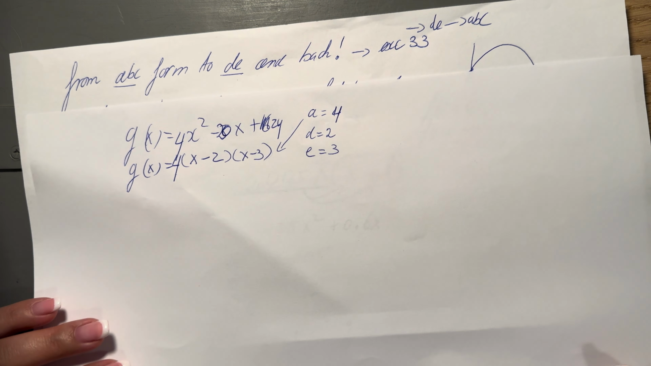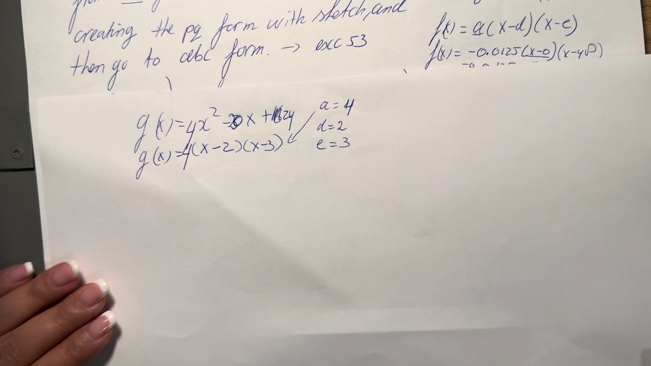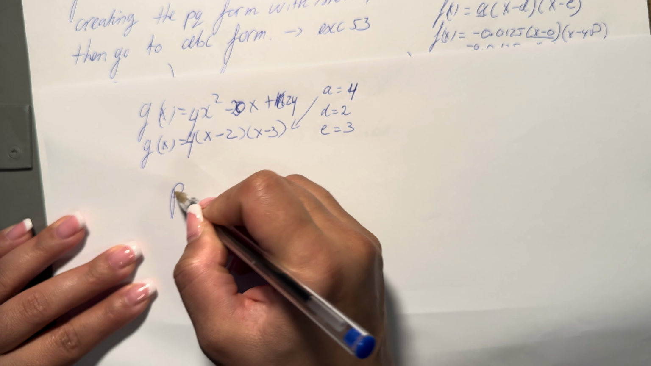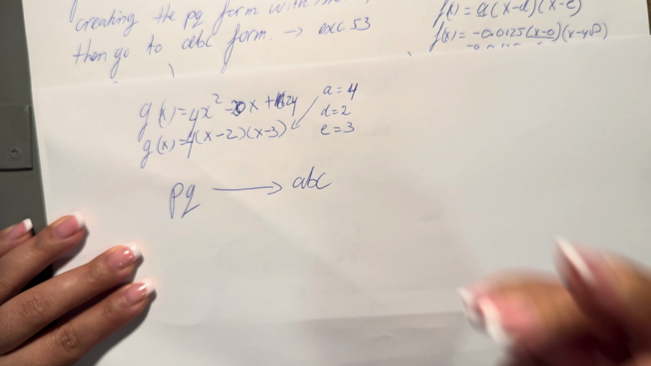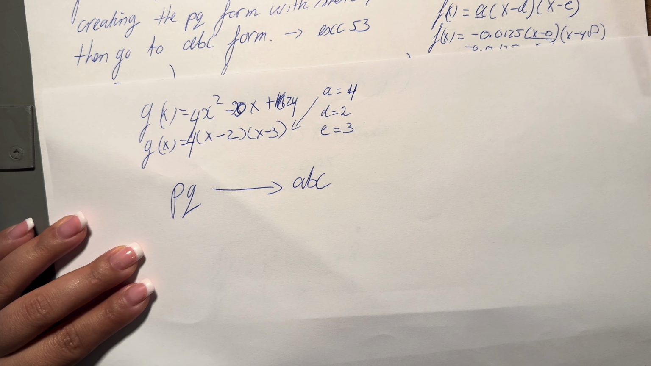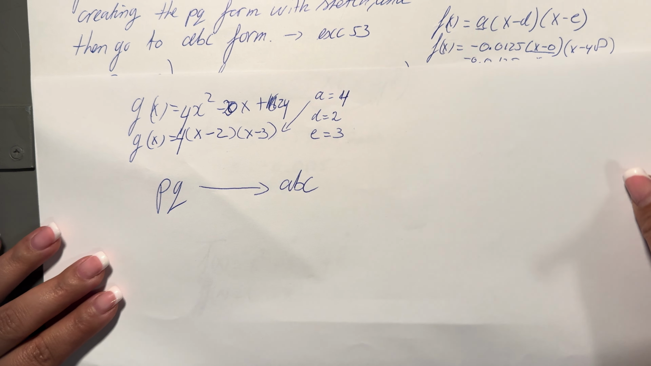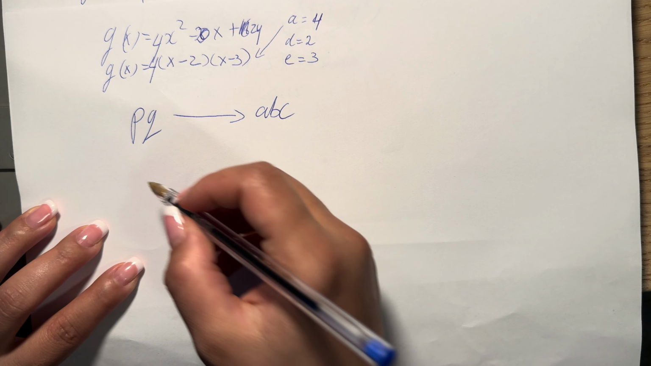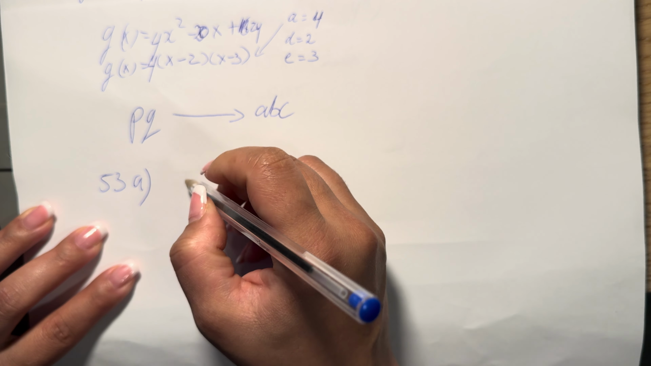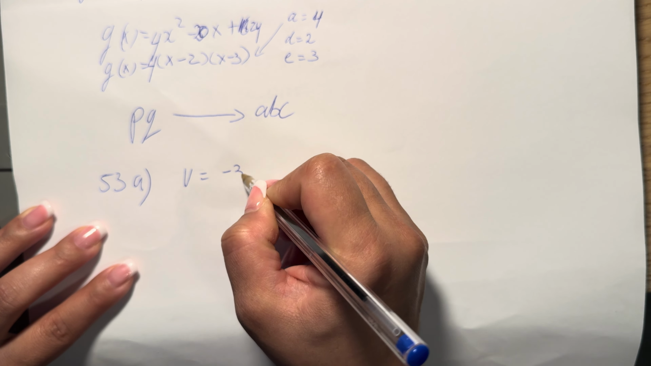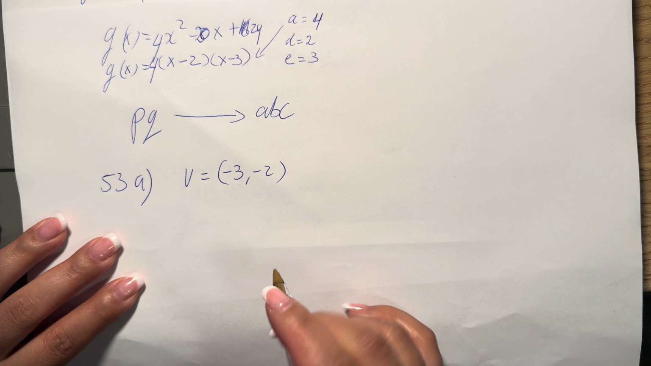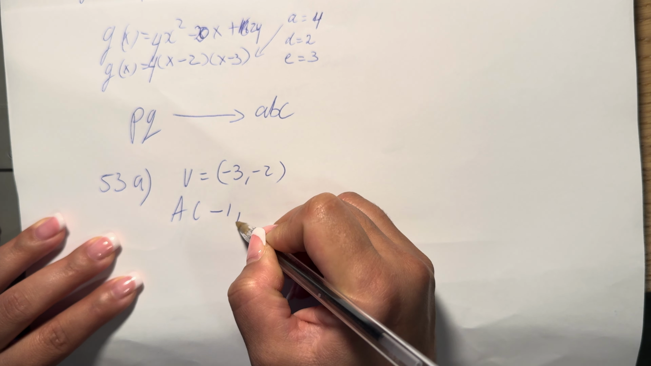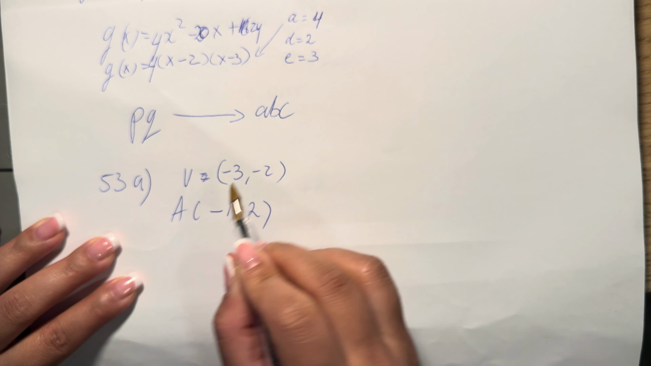Let's go to the next question: creating the PQ form and then going to the ABC form. So now in the next question, we're going from PQ to ABC, and we're going to do that by using exercise 53. So if you can be so kind, take exercise 53. Let's set up the formula for a parabola. In 53A, they are giving the vertex, which is minus 3, minus 2, and they are giving a coordinate, I'll just call it A: minus 1, 2.